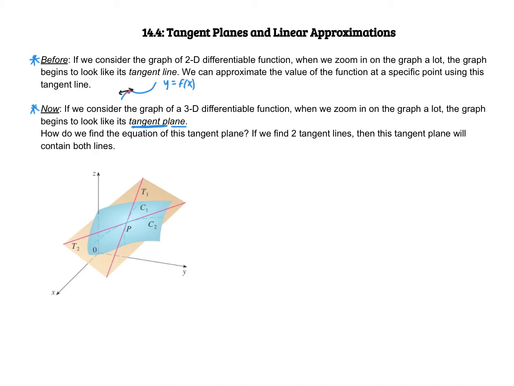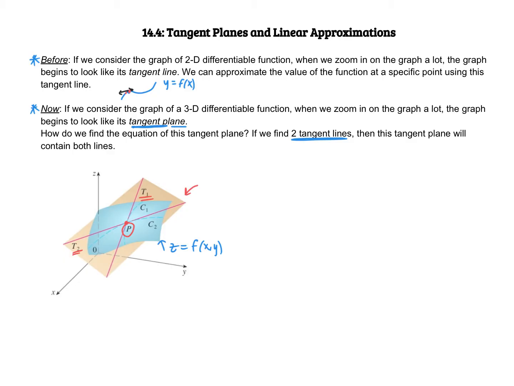If we find two tangent lines, then the tangent plane is going to contain both of those lines. If we look at this figure here, this blue is z, which is some function of x and y. If we want to find the tangent plane at some point P, and our tangent plane is this orange one, we can find one tangent line and another tangent line going through that same point P. And our orange plane, our tangent plane, will contain both of those lines.